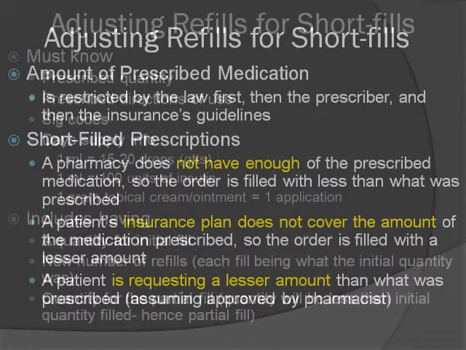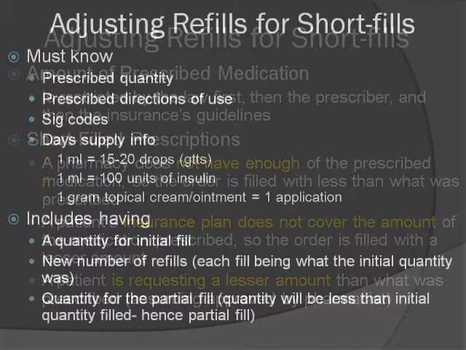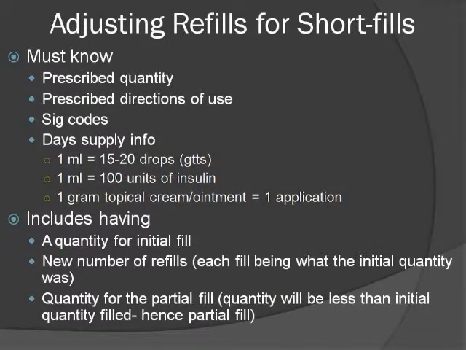So let's go on to the next slide. When we are adjusting refills for these short fills, what do we have to know? Of course, we have to know the prescribed quantity. So I would calculate the total amount that is prescribed for that particular fill, as well as the refills. When I say that, I mean if a prescription is written for 60 at a time with one refill, then the total quantity prescribed would be 120. 60 for the first time and 60 for the refill.